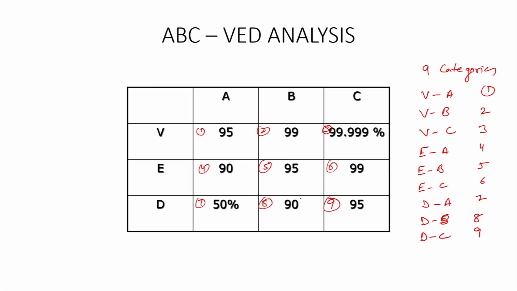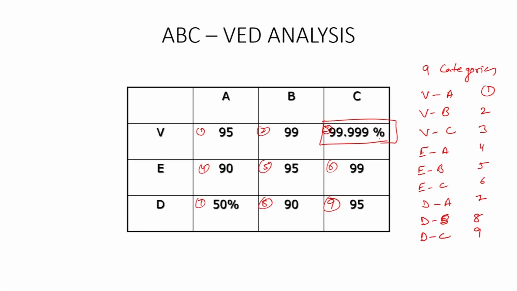Now, the question arises, which is most important, where I should not have any shortage of the item, where I should give a very high service level. Obviously, it is this cell: the item is very important, very vital, very critical, and it is a C class also. The amount required to keep that item in stock is negligible.